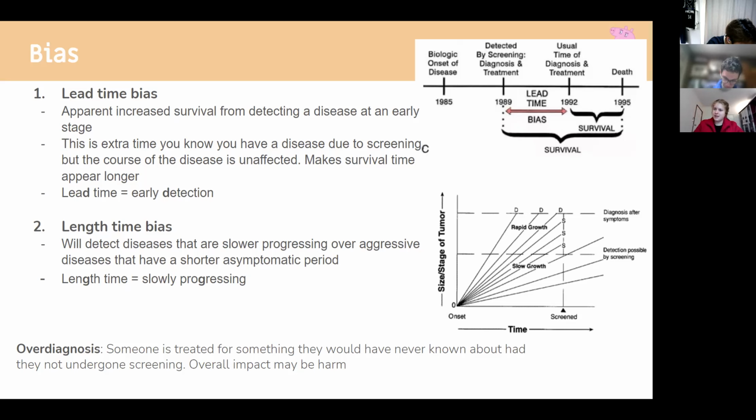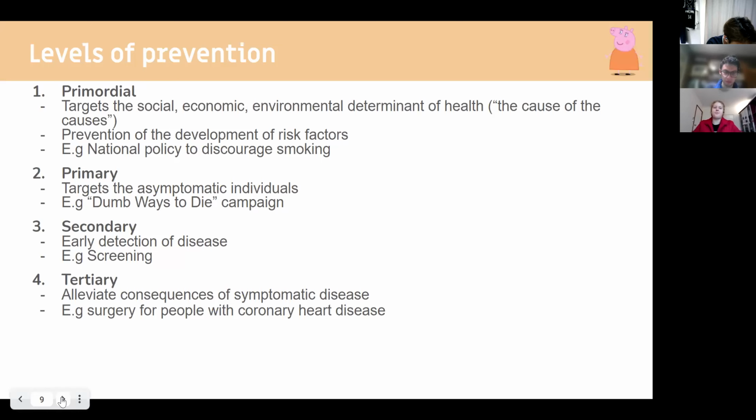And that's the most risky when we're doing these slow diseases, which length time bias tells us we're more likely to have. So make sure you do know these three. They definitely do come up on exams. I think I remember a question about overdiagnosis and lead time from memory. So make sure you do know them.